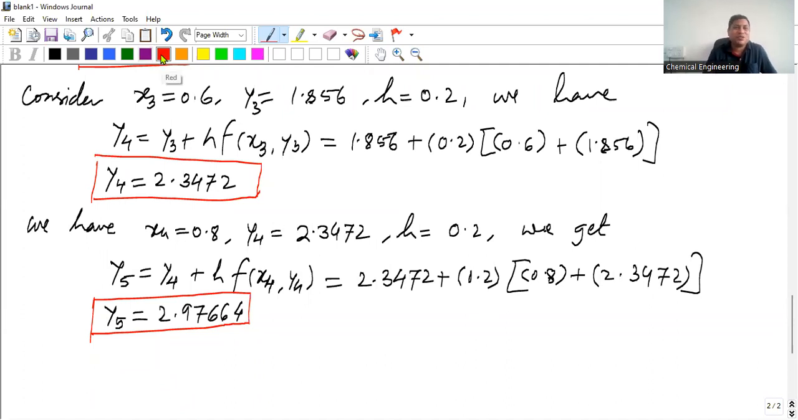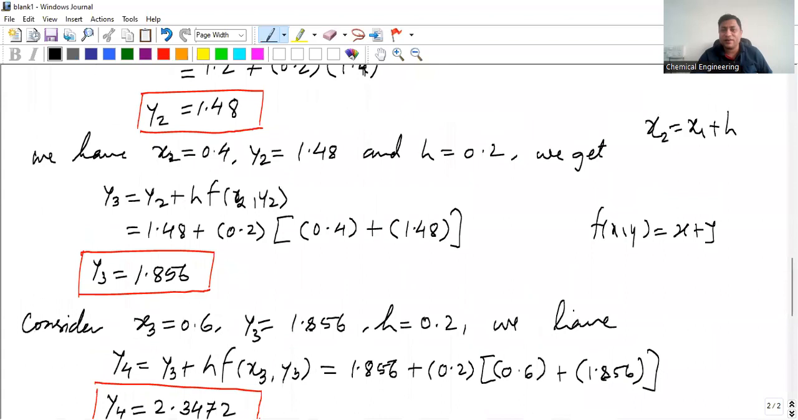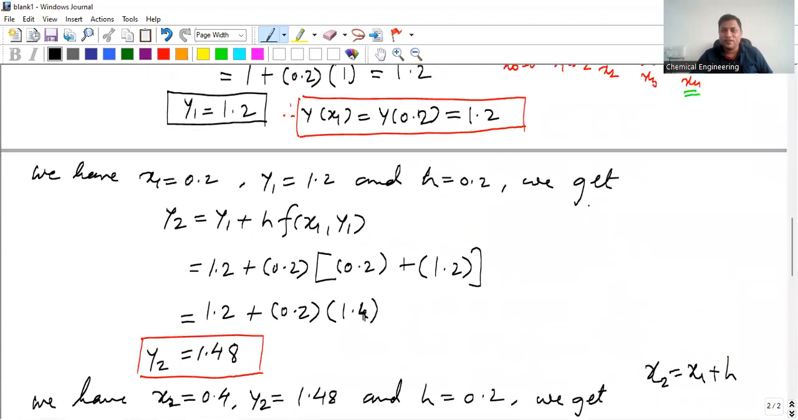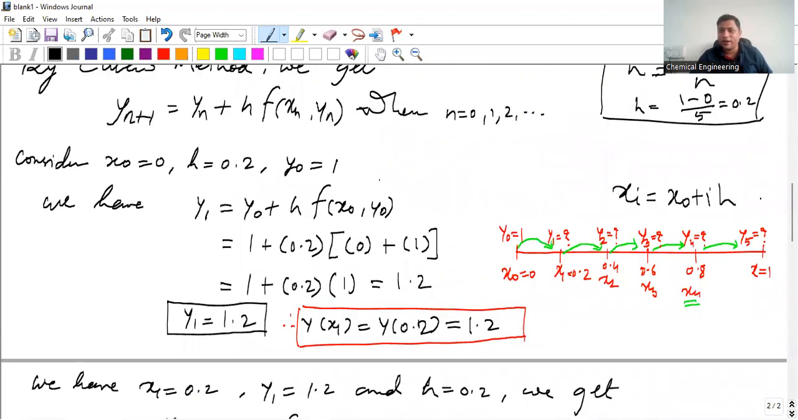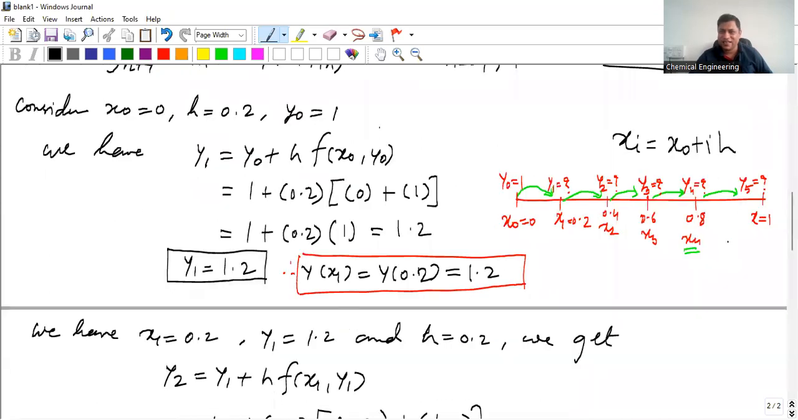Okay, so actually what we have calculated is y at x5. We have calculated y5, that means y at x5. So what is the value of x5? We can see we have marked it here. So you can see what we want to calculate. What is our final answer? We want to calculate y5, you know?